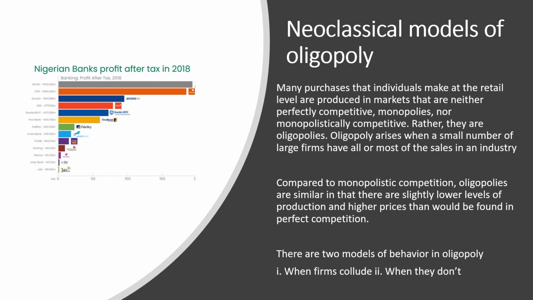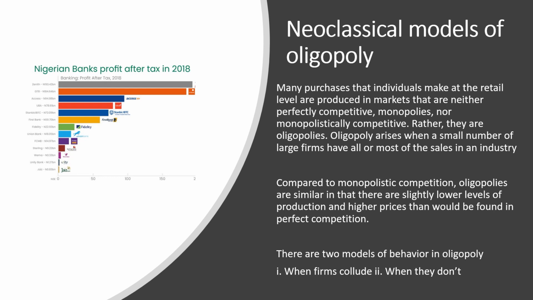In this picture, I've put the Nigerian bank profits in 2018. And as you can see, the top 5 banks probably made more profit than the rest of the banks put together. So this is a classical oligopoly.